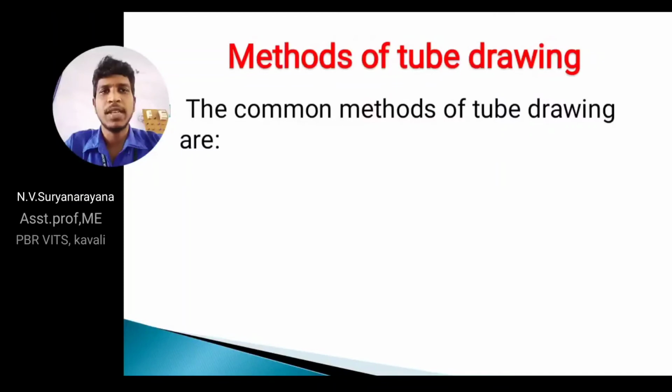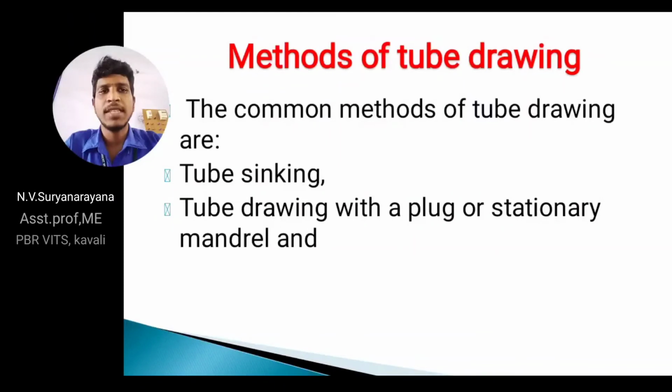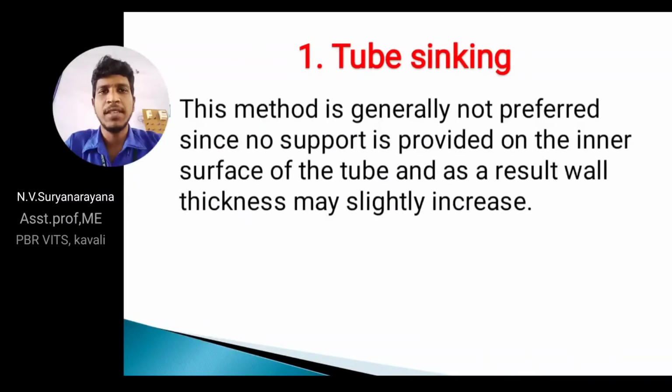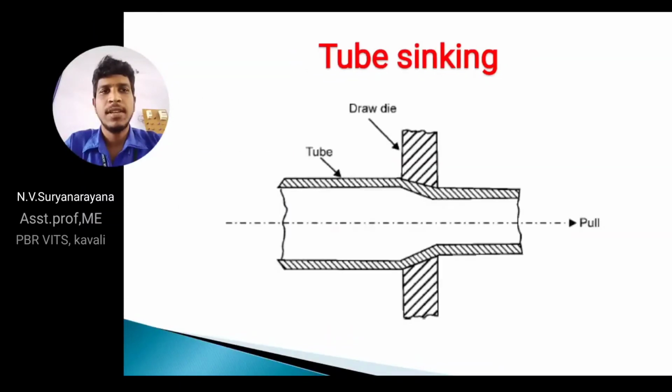Methods of tube drawing. The common methods of tube drawing are tube sinking, tube drawing with a stationary plug or mandrel, and tube drawing with a moving mandrel. First of all, I am discussing tube sinking. This method is generally not preferable because no support is provided on the inside surface of the tube. As a result, the thickness increases. This is the figure for tube sinking or tube drawing. Based on the die, we are pulling the tube in between the dies.